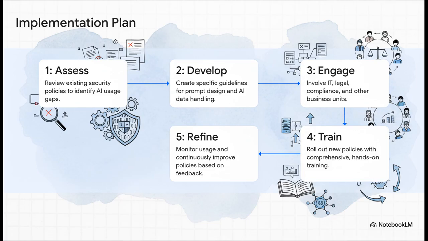You start with assess. That's where you look at your current policies and find all the gaps. Then you develop new specific guidelines just for AI. Step 3, engage, is absolutely critical. You have to get people from IT, legal, and other departments involved. Once you've got everyone on board, you implement and train everybody. And finally, you monitor and refine. You watch how things are going, and you make them better. See? It's a loop, not a straight line.